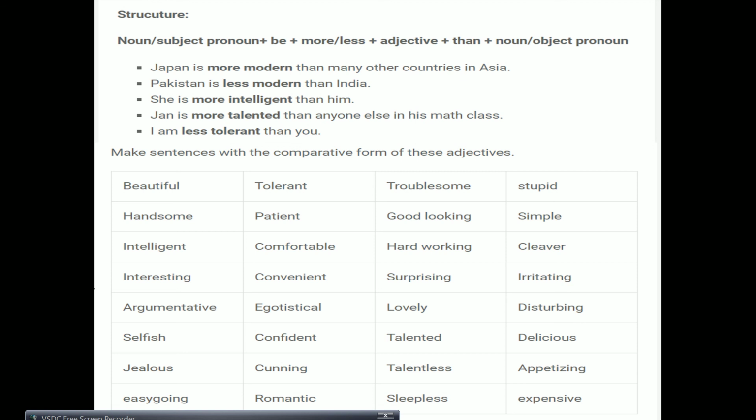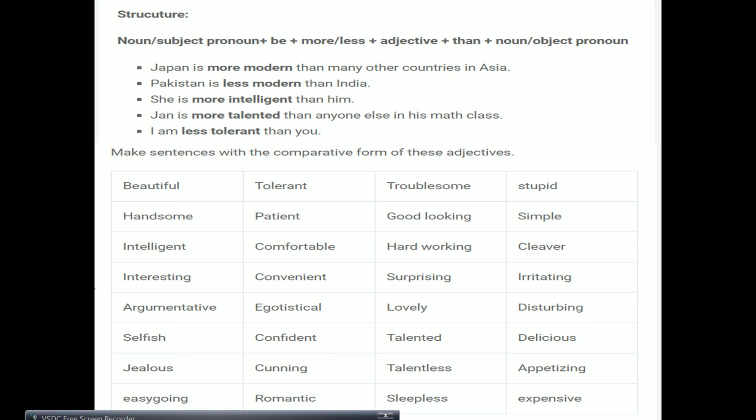Structure, how to use. Let us check the structure of each sentence. Japan is more modern than many other countries in Asia. So, like we have said before, first we put the noun Japan, then is, the form of be. See, in comparative you can use both, more as well as less. Then you put the adjective. So here we are using more, and then the adjective is modern. After that, THAN: than many other countries in Asia. So Japan is compared with many other countries in Asia.